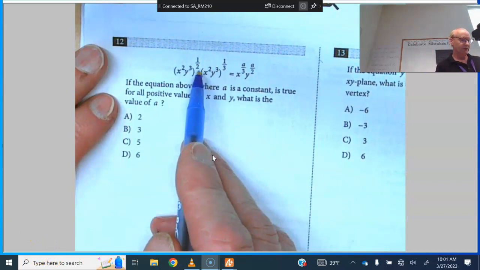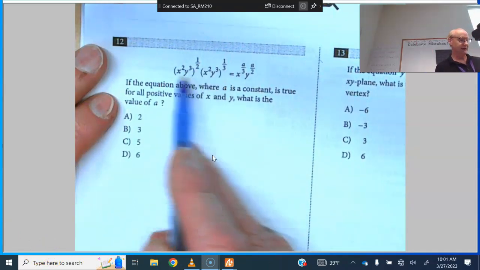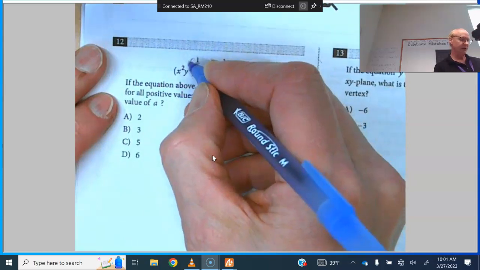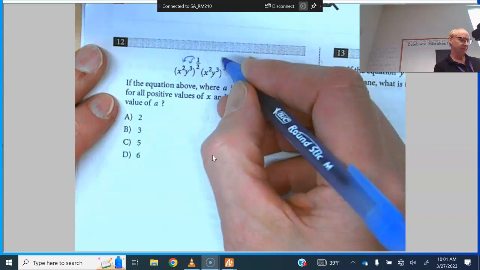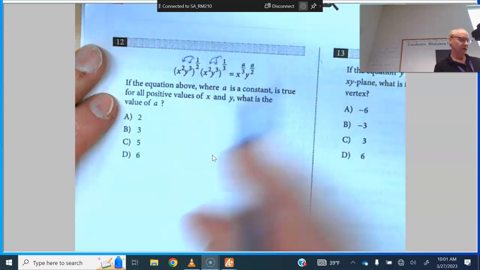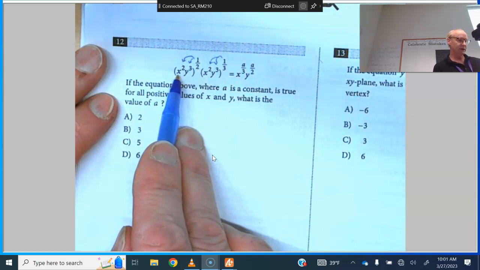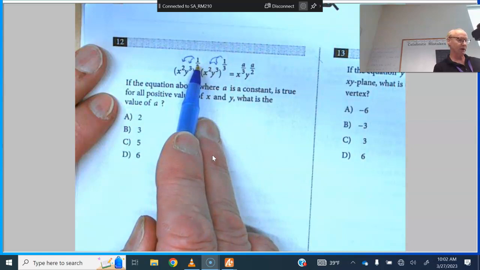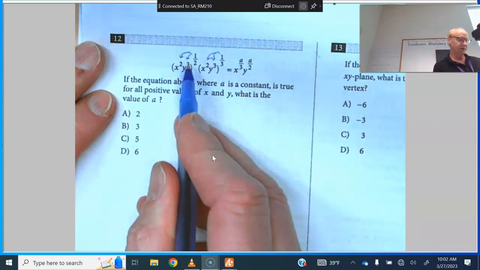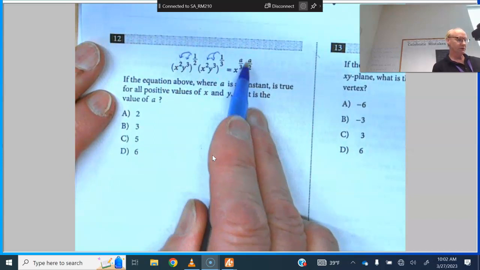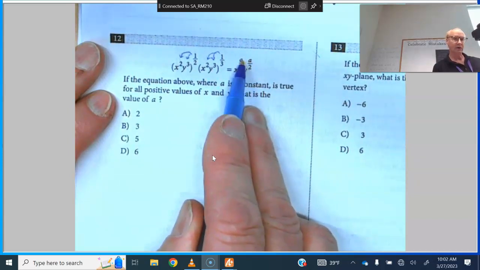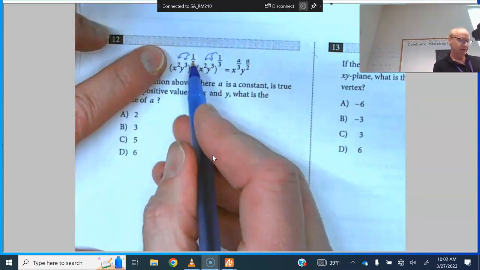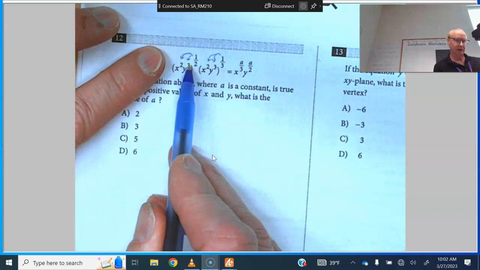So number 12 looks like you're supposed to simplify this thing. The trick here is that you have to realize that these exponents get distributed. So this is x squared y to the third, and this is a square root, or taken to the 1/2 power. So I'm going to distribute these. We want to see what numbers go up here in the a over 3 and a over 2. Let's see what we got. I'm going to distribute my 1/2 to both of these parts.